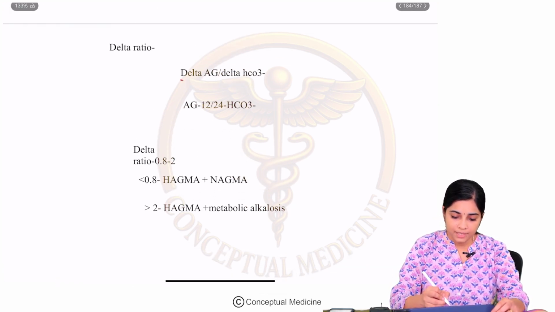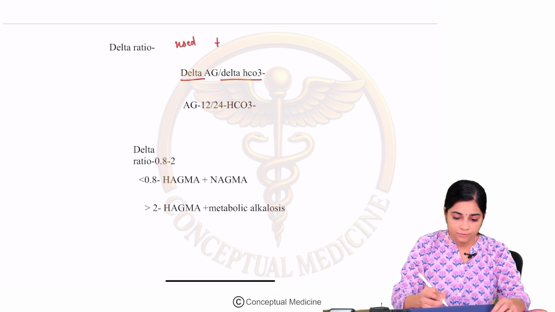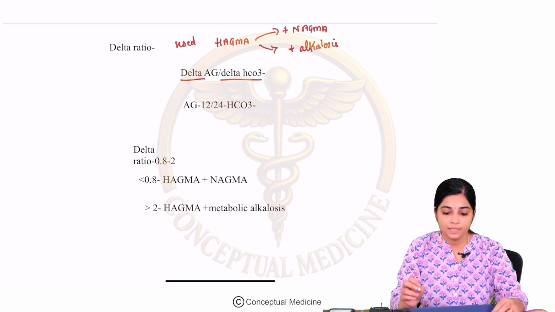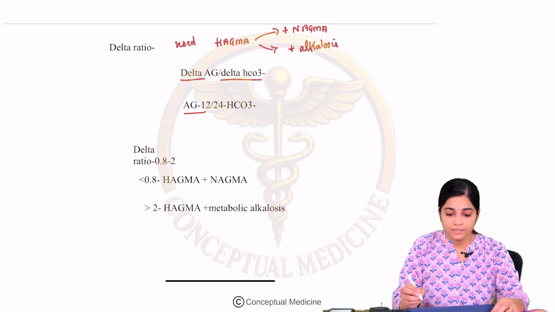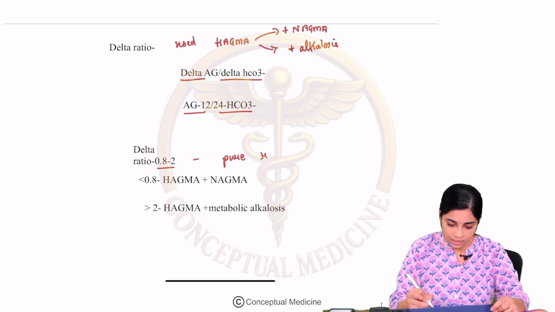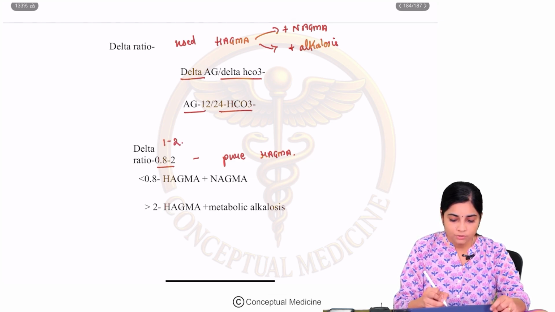We had briefly discussed this prior as well. Delta ratio is given by delta anion gap by delta bicarbonate. So this is used to find out if the HAGMA has an extra NAGMA or an alkalosis. So mixed acid-base disorders are present or not. You can find it with your delta ratio. So delta ratio is given by anion gap minus 12, the change in the anion gap, by the change in the bicarbonate. So if this delta ratio is between 0.8 to 2, then this is a pure high anion gap metabolic acidosis. Okay, some people even take the ratio as 1 to 2.